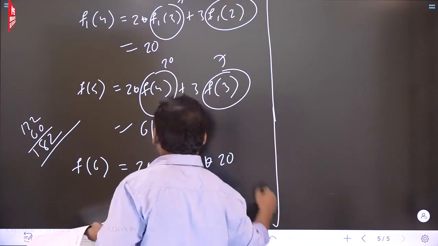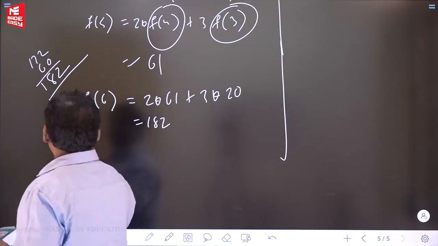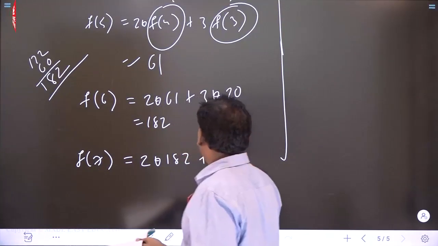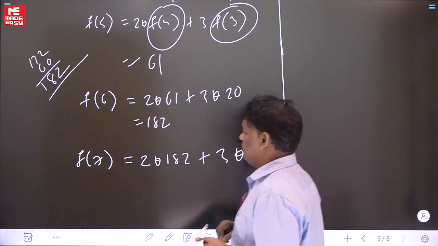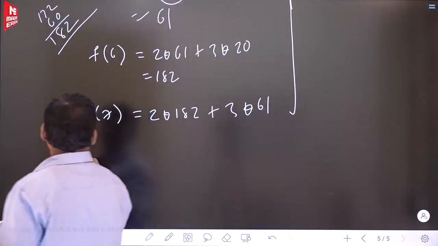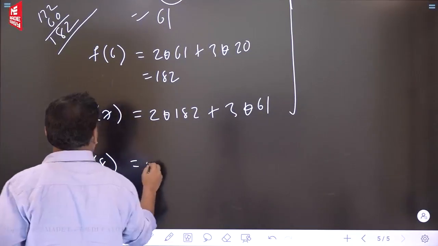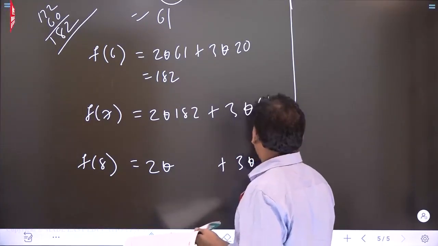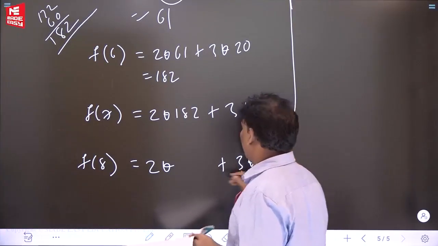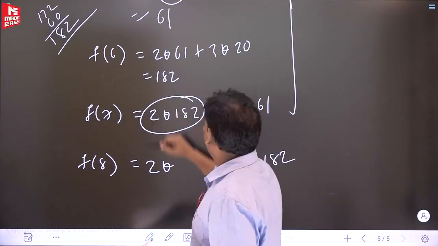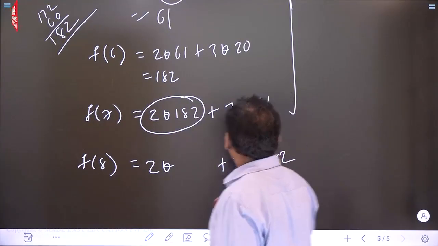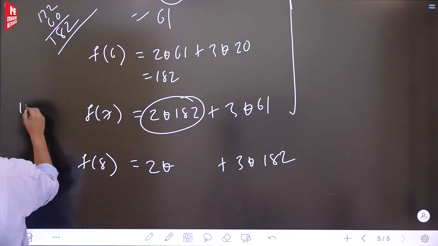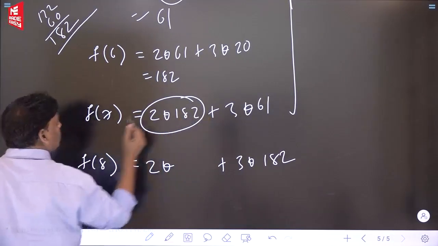Same way. I think there is nothing more, you have to keep on expanding like this. Can you say what is the f1 of 7? It is 2 times 182 plus 3 times 61. I think the last one is f1 of 8. It is 2 times the previous value plus 3 times the value before that. The previous value is 182. Let's check. 2 into 182 plus 3 into 61. What is 3 into 61? 183. This one.